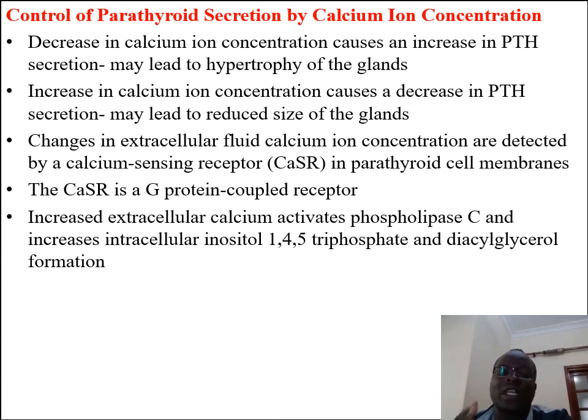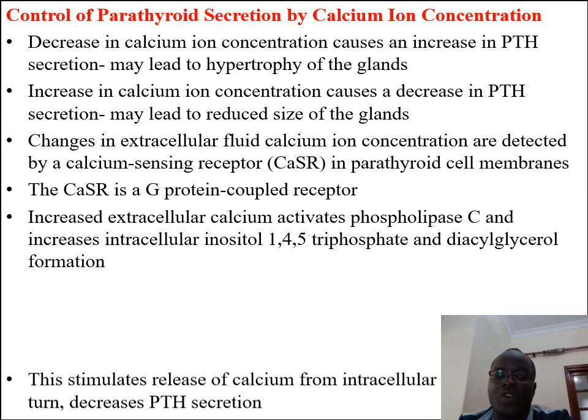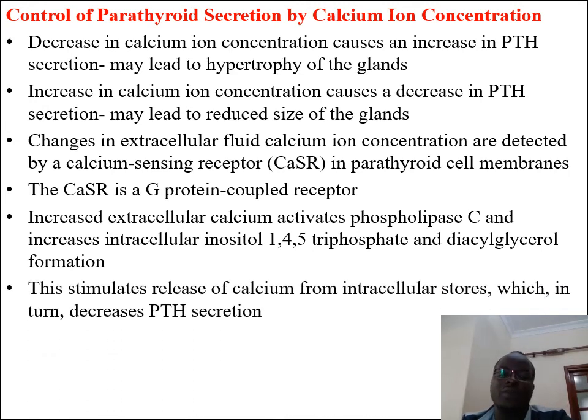That will bring about an increase in the intracellular inositol triphosphate, and an increase in diacylglycerol. The IP3 is going to mobilize calcium from the endoplasmic reticulum. So this is going to stimulate the release of calcium from the intracellular stores, which is the endoplasmic reticulum. Then in turn, an increase in the intracellular calcium will inhibit the secretion of the parathyroid hormone.